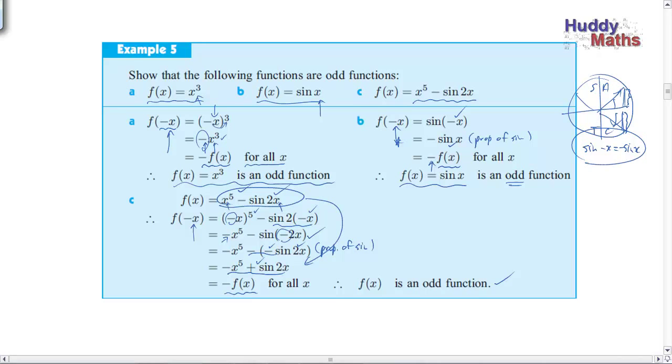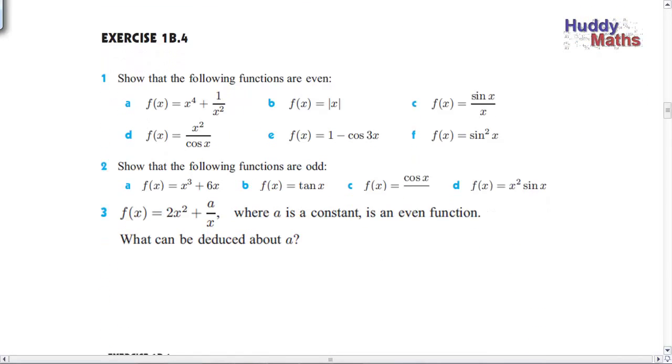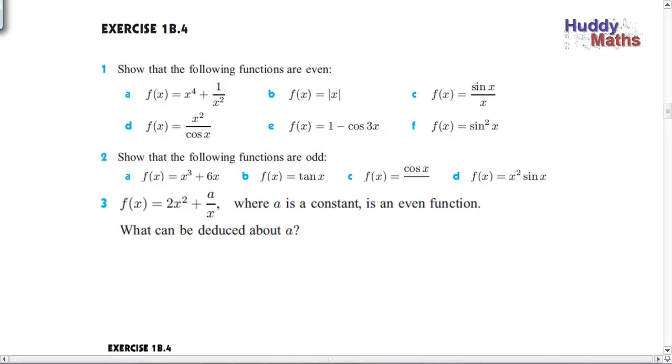All right, now it's your turn to try and look at some functions here. Show that the following functions are even or odd. I think you should do all of these and go through the processes there and see what you think. Okay, let's go down and have a look at the answers now.